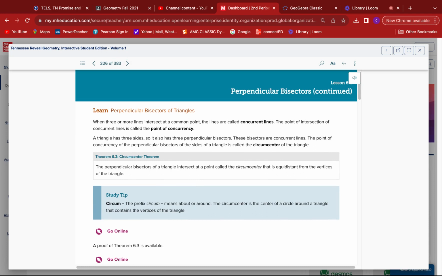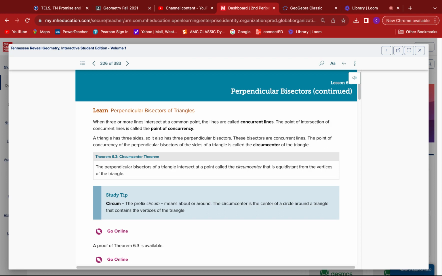Okay, so let's go through what all this is. When you have 3 lines that intersect at one point, these are called concurrent lines. It doesn't matter if it comes from perpendicular bisectors or medians or angle bisectors. If you have 3, or more, you can have 4 lines that intersect at one point, they're called concurrent lines. The actual point where they meet each other is the point of concurrency.